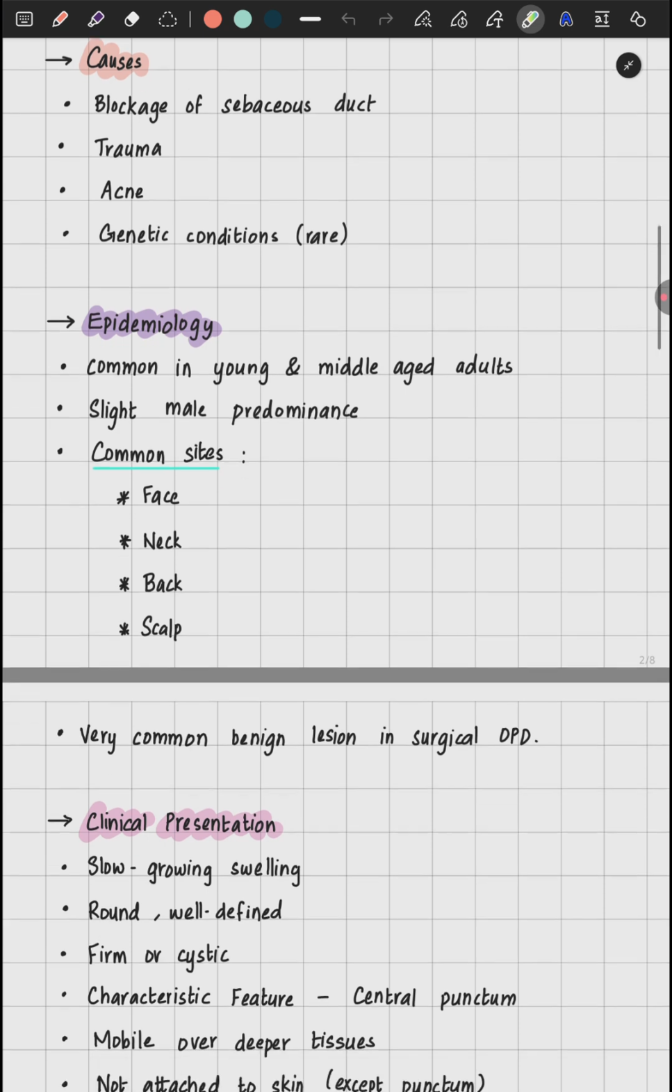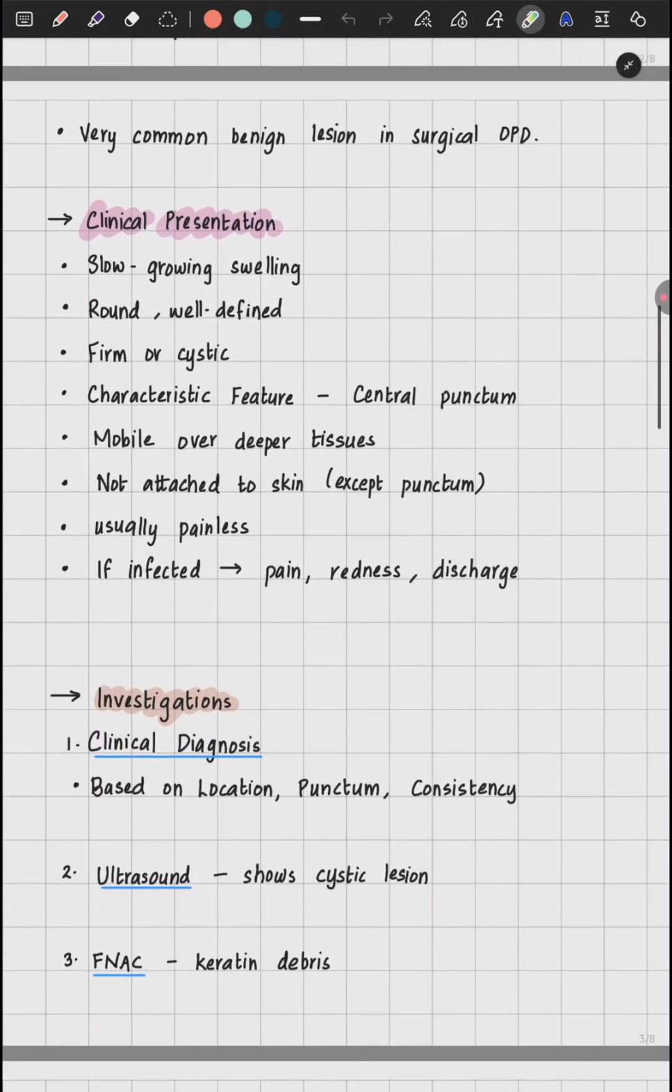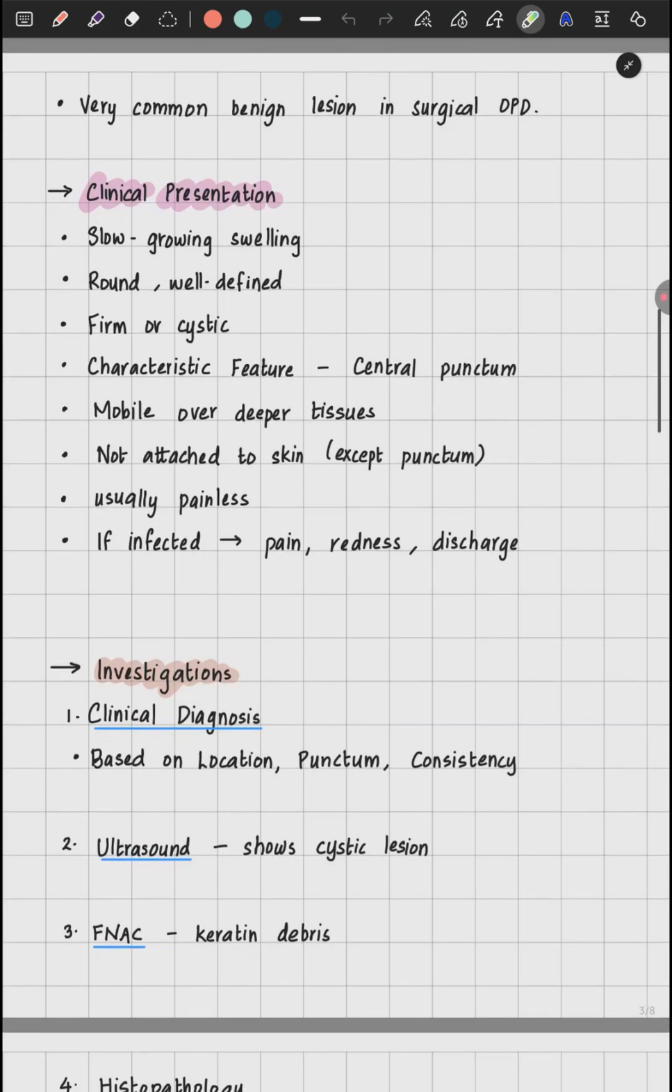Clinically, an epidermoid cyst presents as a slow-growing, painless swelling. It is usually round, well-defined, and has a firm or cystic feel. One very important feature is the presence of a central punctum, which represents the blocked opening of the sebaceous gland. This is a very useful clinical clue. The swelling is usually mobile over deeper tissues, and if infection occurs, it becomes painful, red, and may discharge pus. Diagnosis is mainly clinical.